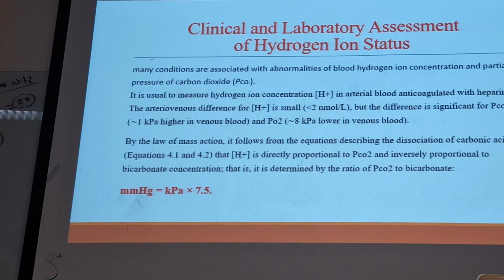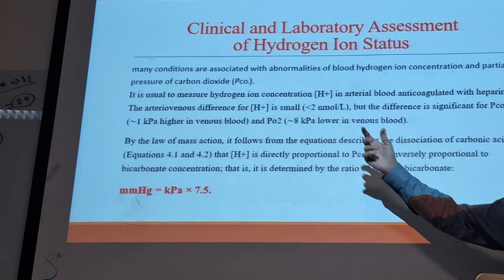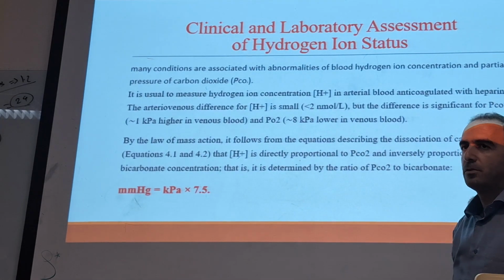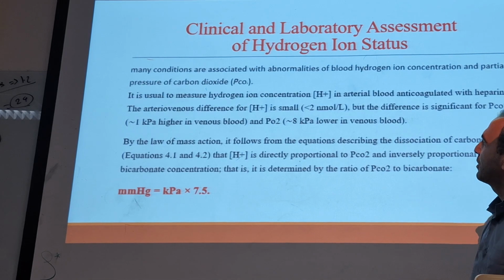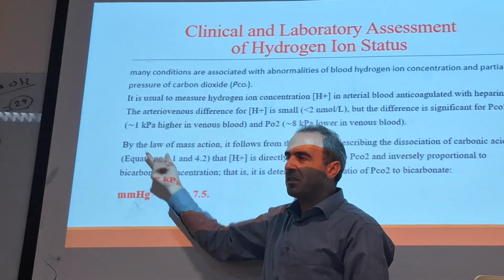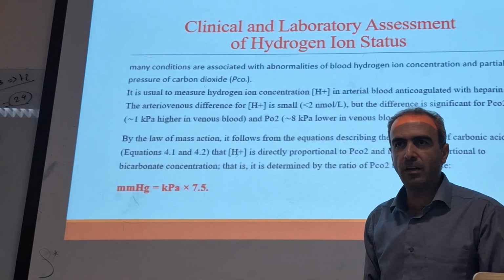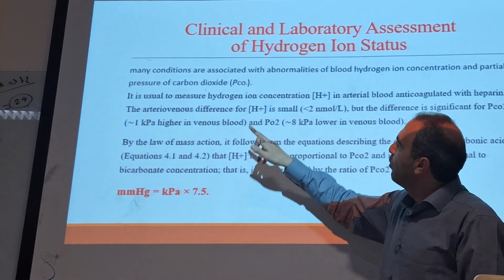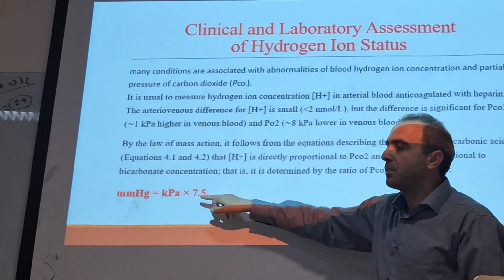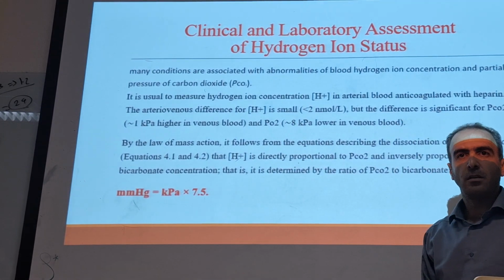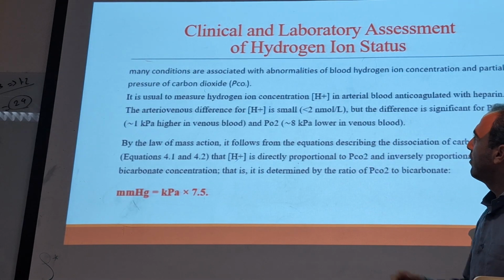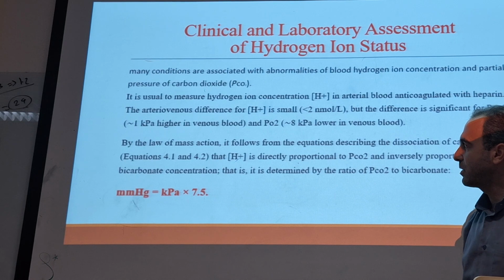So as I told you, the difference in H+ between vein and artery is less than 2 nanomole. For PCO2 it is less than 1 kilopascal, which is equal to 7.5 millimeter of mercury. But for oxygen it is 8 kilopascal, near to 60 millimeter of mercury. So we have to have arterial blood, not venous blood.